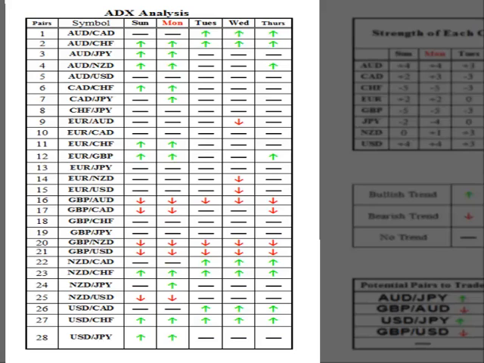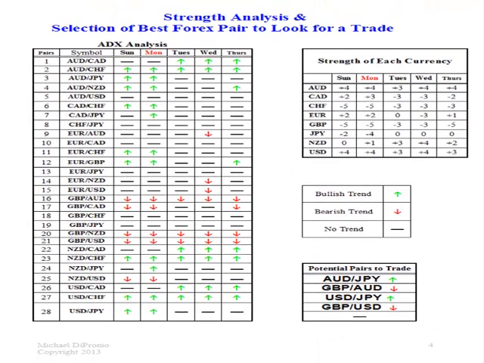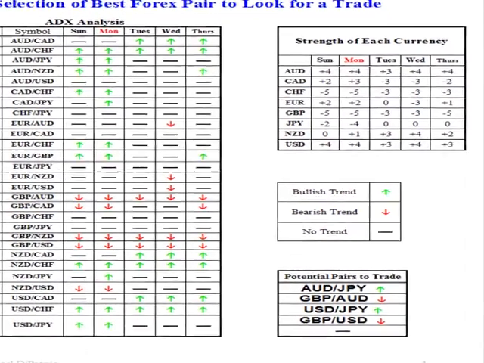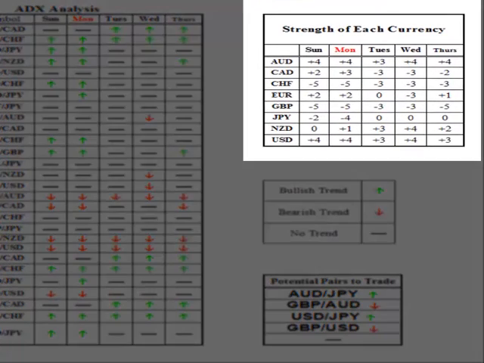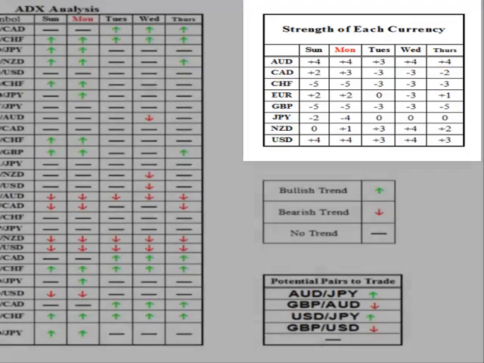If the trend is bullish, this means the price is increasing, and we put a green up arrow. If the trend is bearish, it means the price is decreasing, and we put a red down arrow. We will then consolidate the information from the ADX table, and we'll note the strength of each currency in the table in the upper right. The strength can range from 0 to +7 for bullish, or from 0 to -7 for bearish.